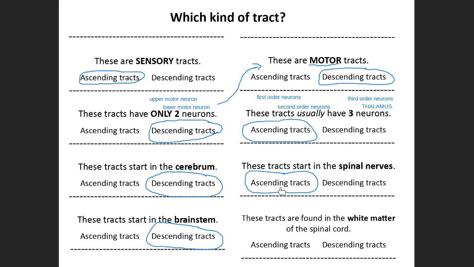Hey, by the way, here's kind of an application type question. Say I made the decision that I want to pick up my coffee cup and take a drink. I decided what I wanted to do. Would I be using a descending tract that came from the cerebrum or a descending tract that came from the brainstem? What do you think? If I consciously decided what movement I wanted to do, would those directions come from the cerebrum or the brainstem?